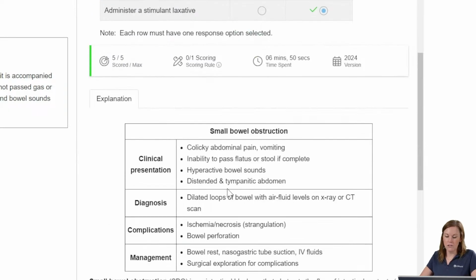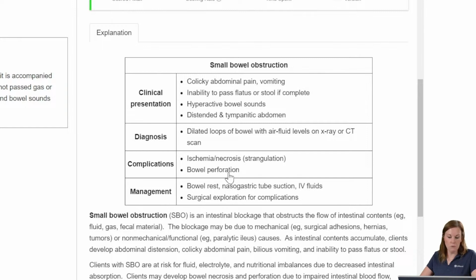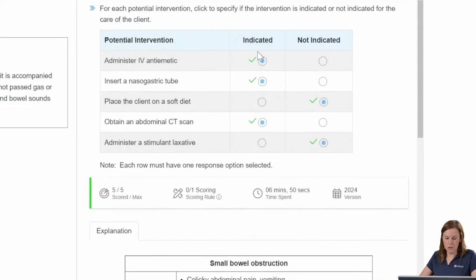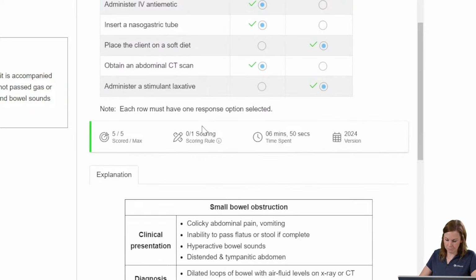All right. So again, we were right on with it being an obstruction. I should say too, for our scoring, there are 5 options here. So we had an option of 5 points and we got all of them. If we had gotten a question wrong, we would just get 0 points for it. So if we got 1 wrong, we would get 4 out of 5.